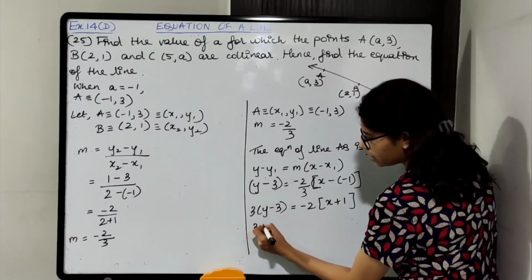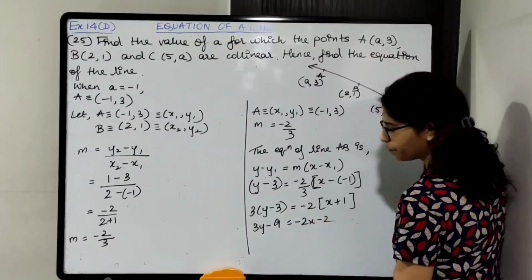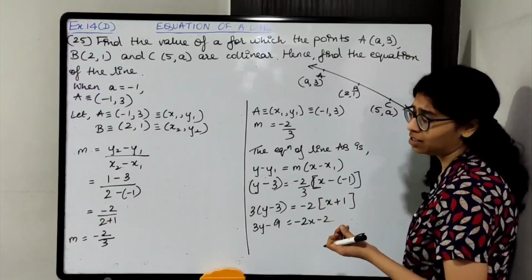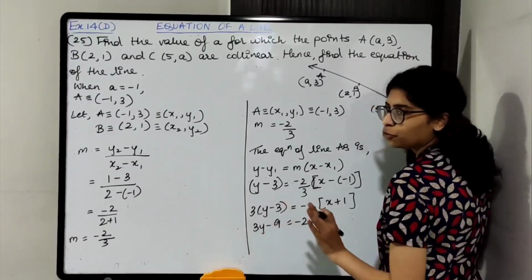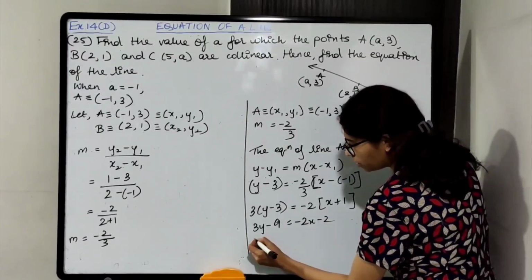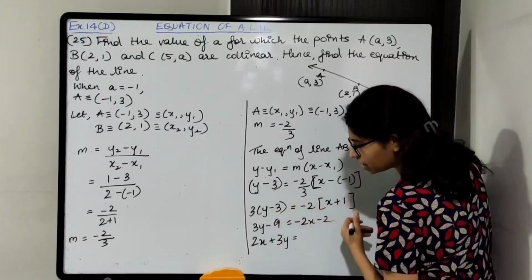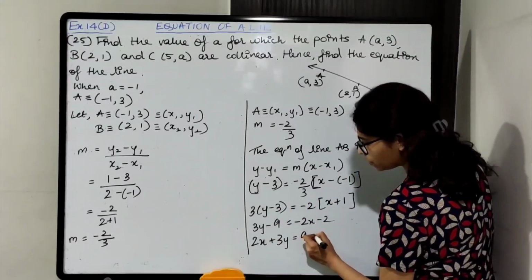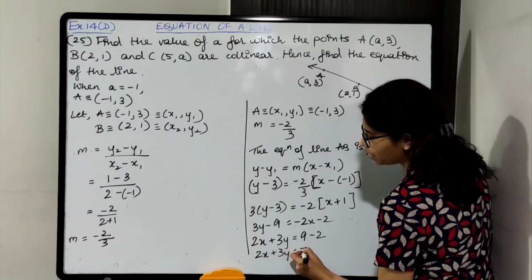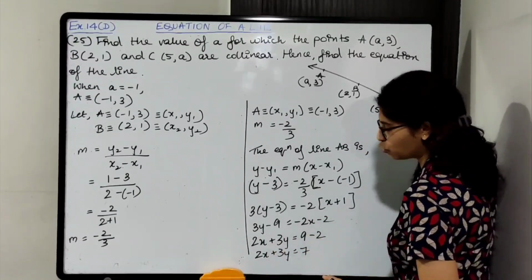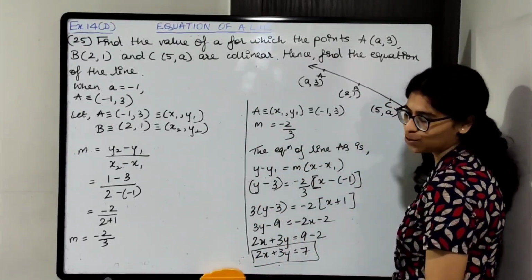Here opening the brackets, 3y minus 9 is equal to minus 2x minus 2. Be very careful with signs. 2x is negative, so I am going to shift it over here and group it with y. 2x plus 3y and the number on the other side. So 9 becomes positive. So this will give 2x plus 3y equals 7. This will be the equation of the line when a is equal to minus 1.